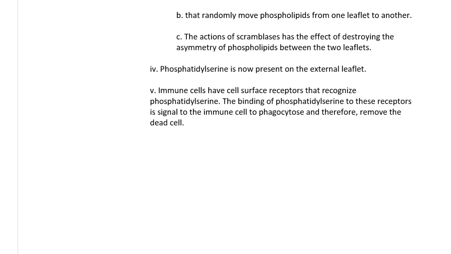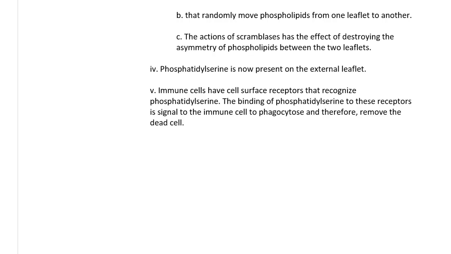Immune cells have cell surface receptors that recognize phosphatidylserine. So a normal cell, a live cell, will not have phosphatidylserine on its surface. When an immune cell comes near it, the protein that recognizes and binds to phosphatidylserine has nothing to bind to. The binding of phosphatidylserine to these receptors signals the immune cell to phagocytose and therefore remove the dead cell from the environment.